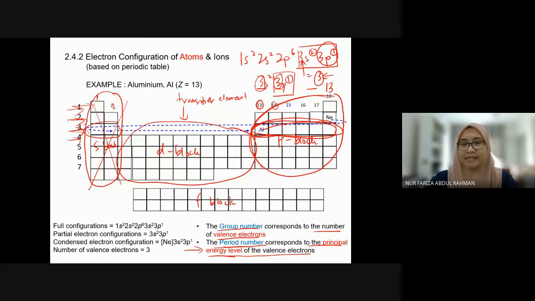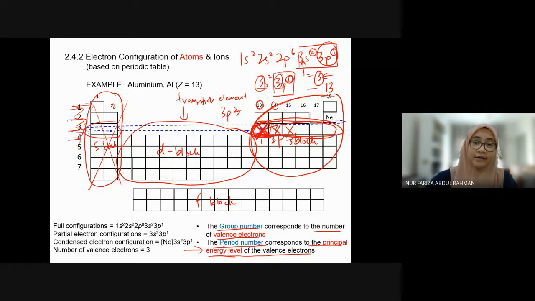That means you start from the left, the first element of the P block, which is here. Since it has one, it is the first one. So this is where aluminium is located. If it is 3p2, that means it sits here, 1, 2. If it's 3p3, that means 1, 2, 3.